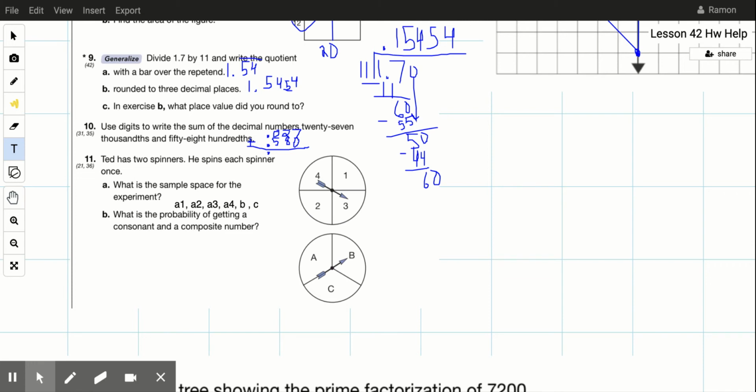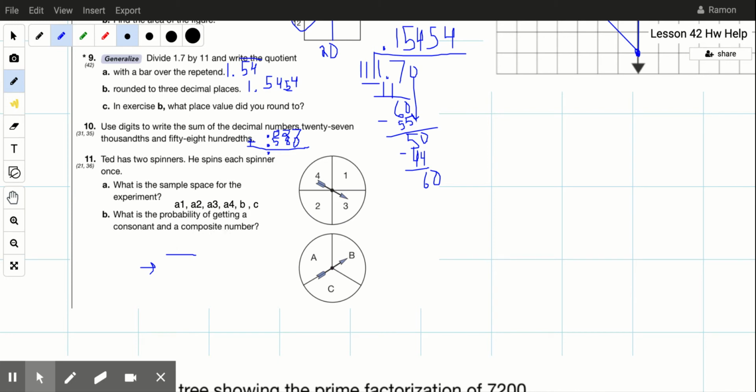Now, we are going to go with 11B. What is the probability of getting a consonant and a composite number? So in order to figure this out, you have to find all the total sample spaces. So once you have your answer for A, that's going to be your denominator. And then the probability of getting a consonant and a composite number: a consonant being B or C, and a composite number being a number that is not a prime number.